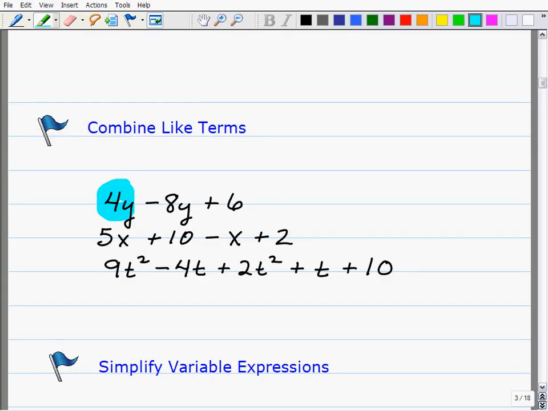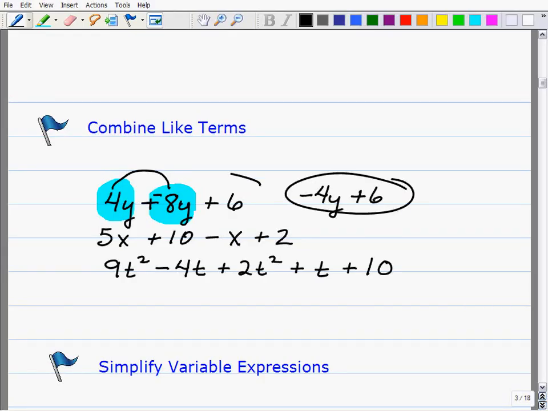Let's take a look at our first algebraic expression. We have 4y minus 8y plus 6. Well, notice that 4y and negative 8y are like terms. Right, this is plus negative 8. All right, so therefore, when you have like terms, you can add up the coefficients and just write it as one term. So 4 plus negative 8 is negative 4, and they both have y, so it's negative 4y plus 6. Okay, so you can write negative 4y plus 6 instead of writing this.